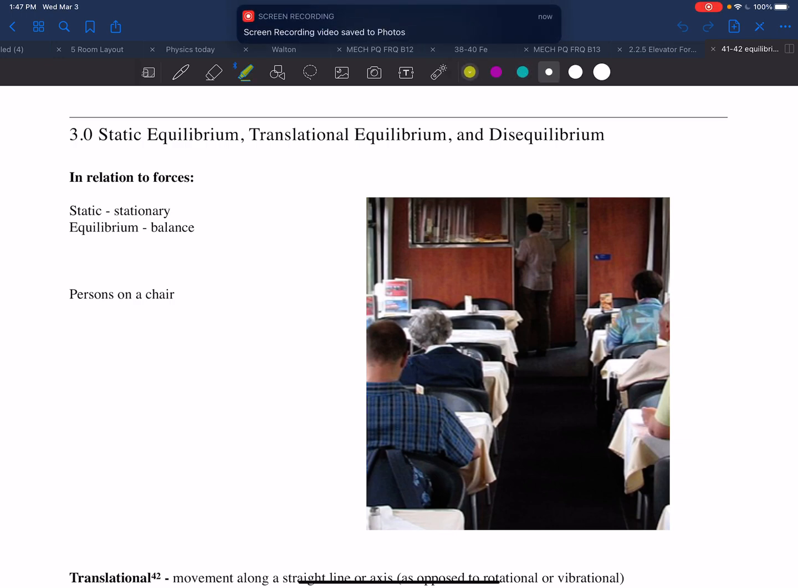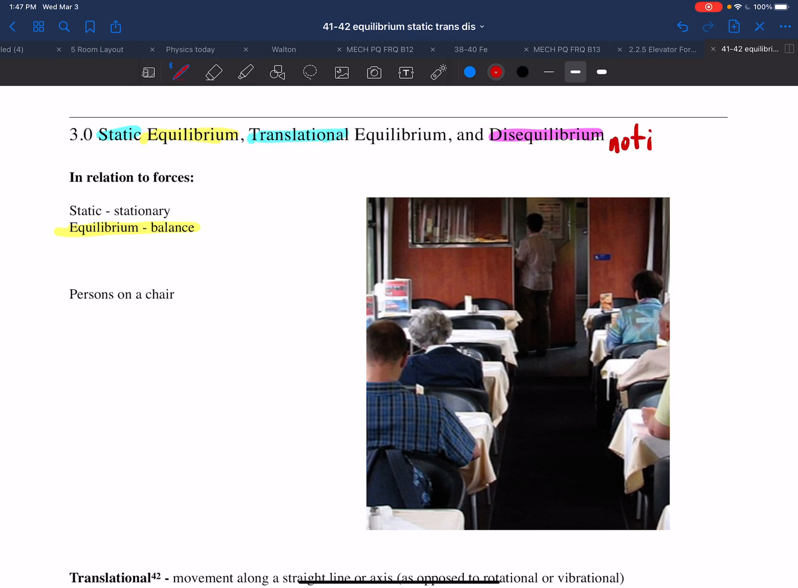In this installment, we are going to speak about equilibrium. So we have equilibrium, which means balance. And there are two types of equilibrium we are concerned about: static equilibrium and translational equilibrium. And there is disequilibrium, which we can understand means not in equilibrium.